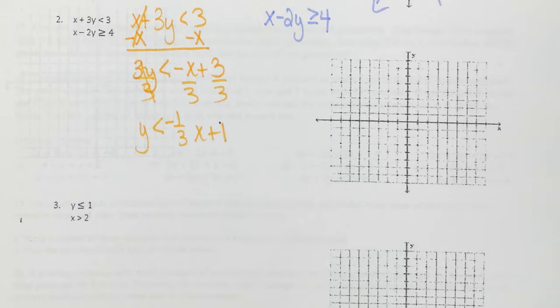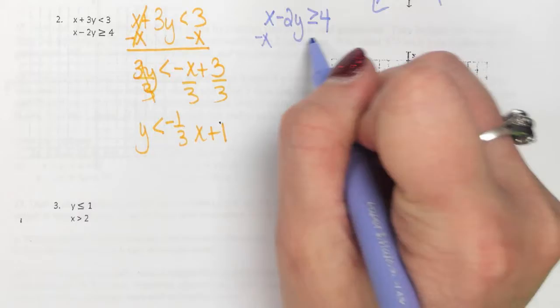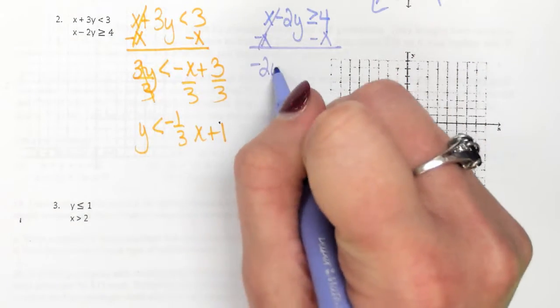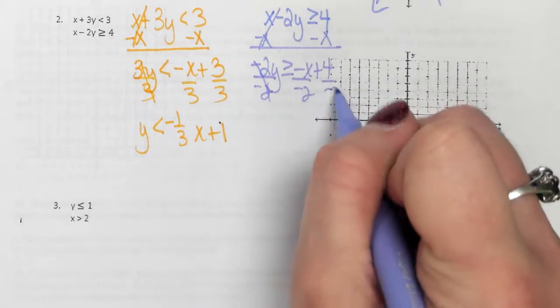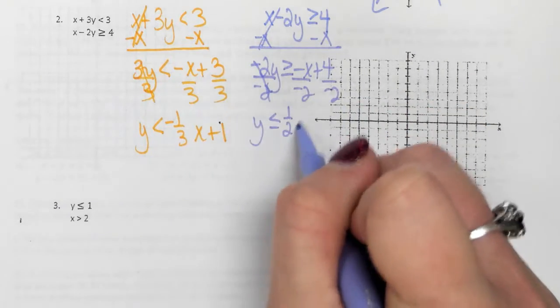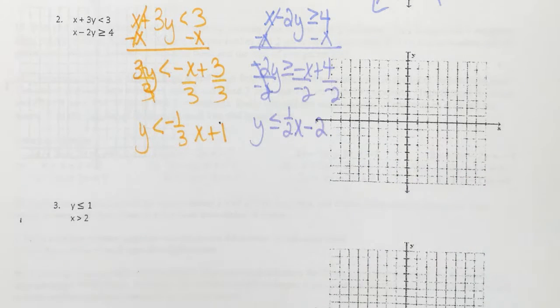Did I get negative 1/3 x plus 1? Alright, what about the other one? What do I do first on that one? And what happens when I divide by that negative 2? There you go. Perfect. Yep, then graph it. Now with these, you want to graph one at a time, okay? Graph them one at a time.